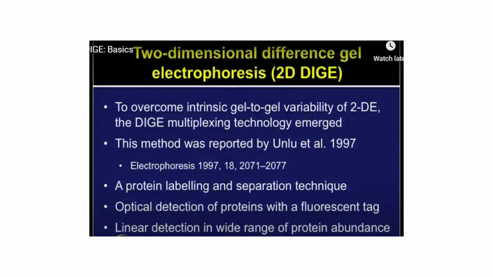But in DIGE, we will initially label the samples and then do the separation, similar to 2D gel electrophoresis. But there is a labeling part included in the 2D DIGE technique. It's an optical detection of proteins, so this protein labeling is done with fluorescent tags, and it will help you get a linear detection over a wide range of proteins. In a sample there are abundant proteins and less concentrated proteins. All of those can be analyzed by using 2D DIGE.